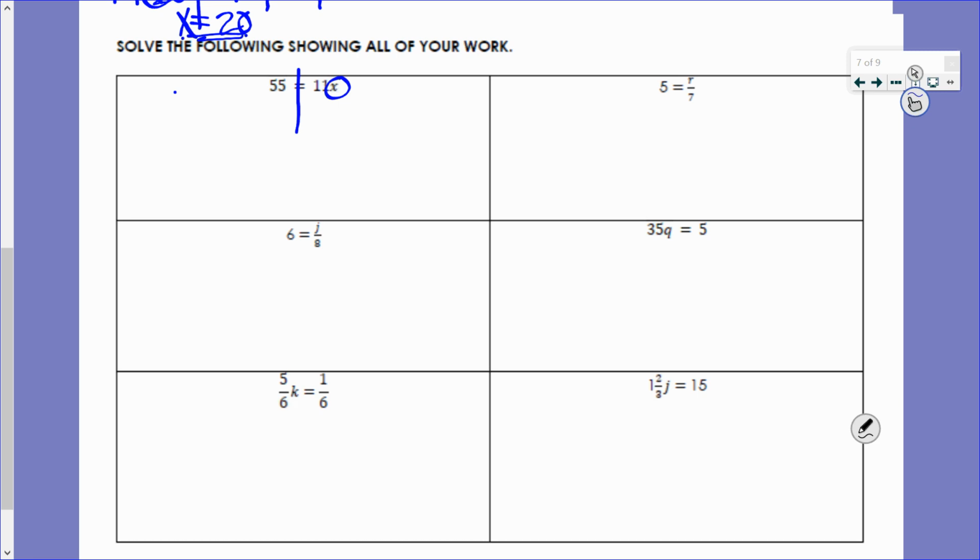Okay. 11, what's the operation when I write them side by side? Multiplication. So the opposite would be divide. So I divide by 11 to both sides. Anything I do to one side, I must do to the other. 11 divided by 11, those reduce away and become 1. 1 times x is just x, multiplicative identity property of 1. 55 divided by 11 is 5. Easy math. Quick math.